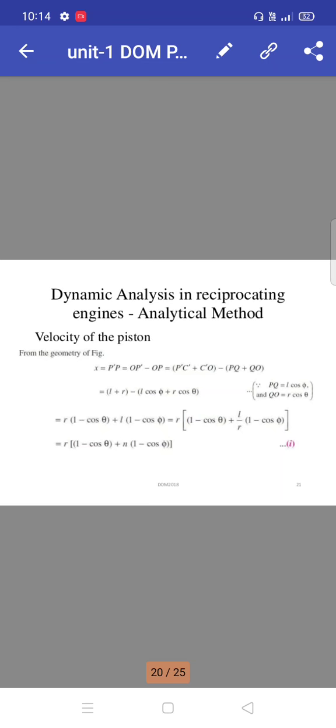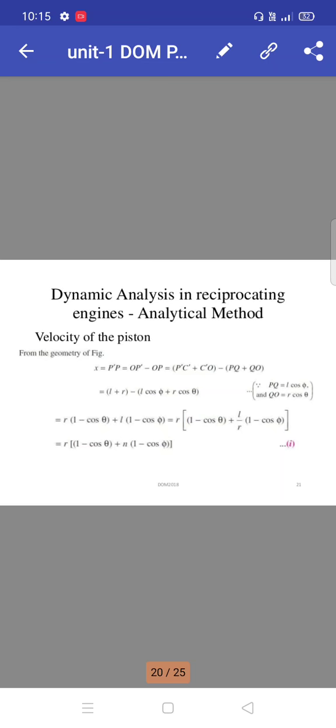Dynamic analysis in reciprocating engine, analytical method. The velocity of the engine is equal to R into 1 minus cos theta plus pi into n into 1 minus cos pi. So this is the velocity of the piston. We can acquire it in dynamic analysis, especially in reciprocating engines. So these are the main things.